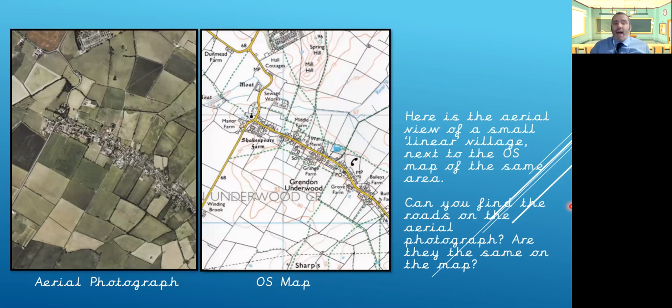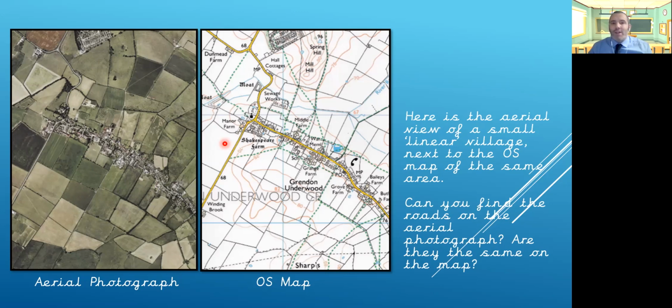So we have an aerial view of what's called a linear village. So if you look, the village is all along the road. So if we've got the road running through the middle here, the village is both sides of that road. So can you find where the roads are on the aerial photograph? Are they the same on the map? Pause here, have a really good look.